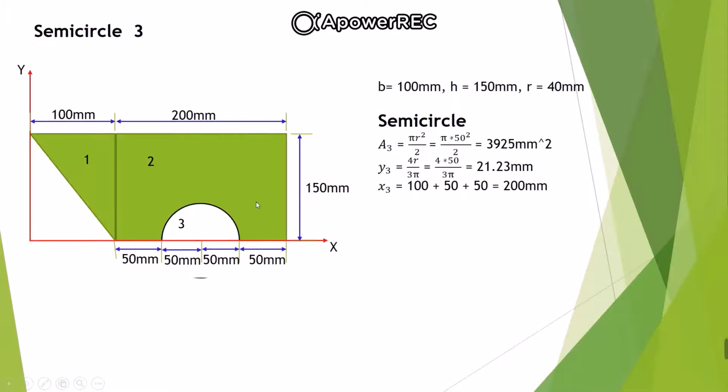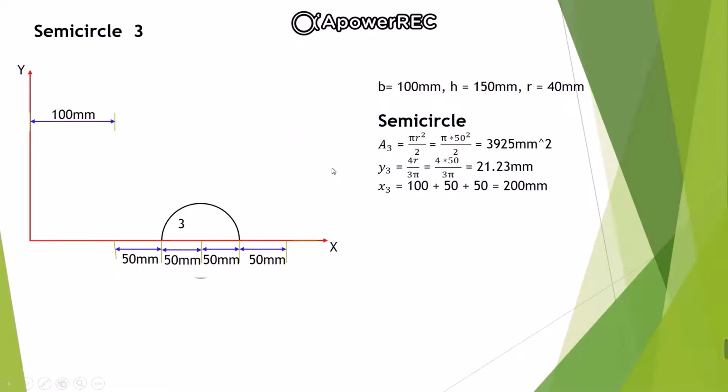Now the last one is the semicircle. For that, we will remove the triangular section as well as the rectangular section. So you can see the semicircular section here. You know how to locate the centroid of a semicircular section, right? G3 denotes the centroid of the semicircular section, which will be at a distance of 50 mm from the left end of the semicircular section, right? Okay. And what is this distance?